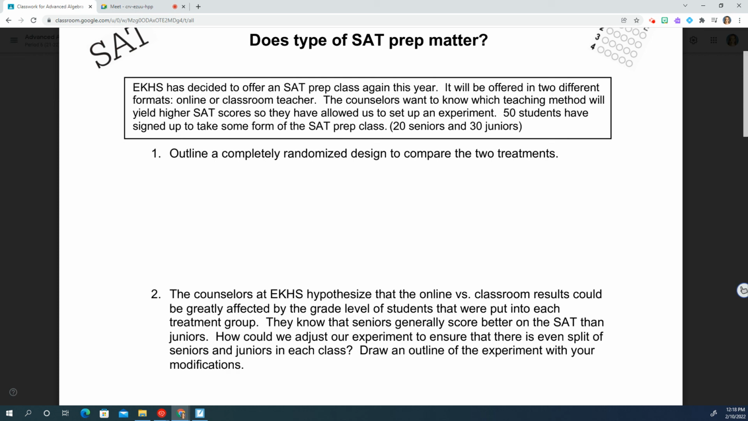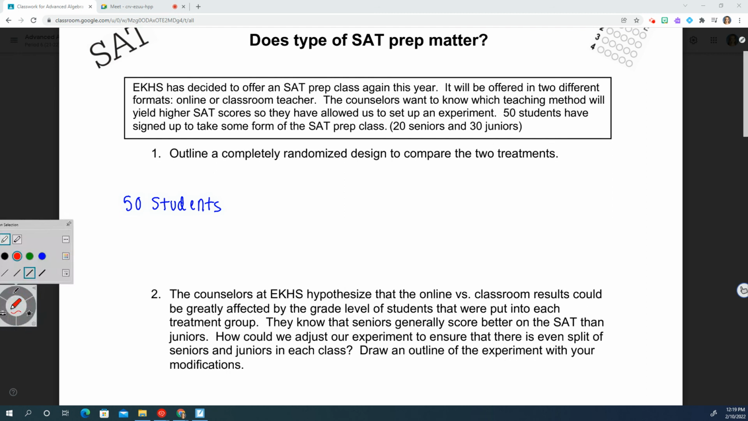So completely randomized is when we don't block them off. We just take our whole population of 50 students, and we'll draw the diagrams like they were showing in the video too, and like we've been doing. We're gonna take our whole group of 50 students. And if we want to do a randomized design, we'll randomly assign 2 groups. So we'll do a random assignment.